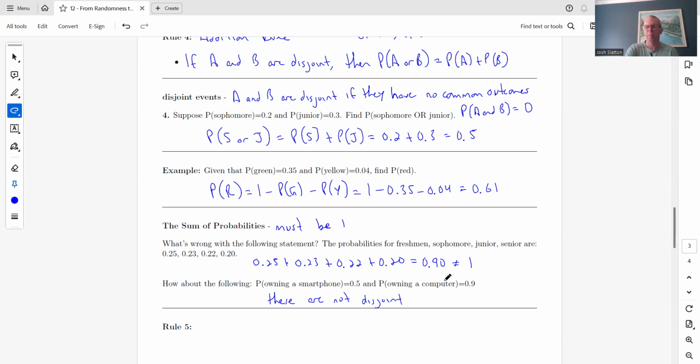Like if you add freshman, sophomore, junior, those are disjoint events, and the probabilities are going to be less than 1 because you still have 1 more category to add in, which would be the seniors. That should take it to 1 if you get all the categories. So for disjoint events, probabilities have to add up to 1 or less. If they're not disjoint, it could be anything. It could be more than 1, less than 1, or equal to 1, it just depends. Okay, so we'll pick this up in the next video when we'll start with rule 5.